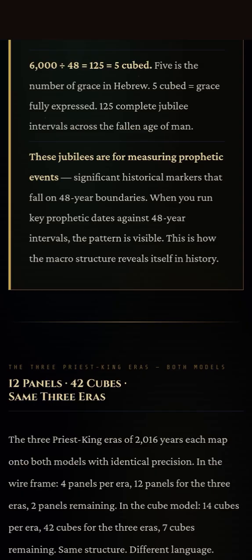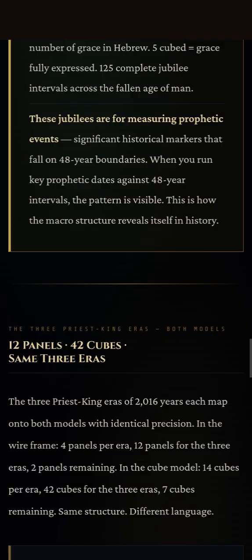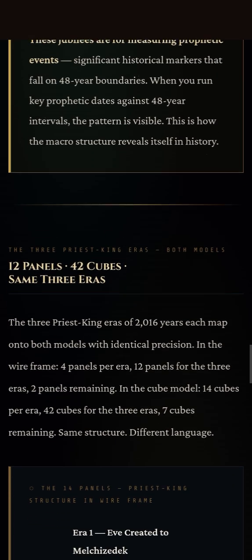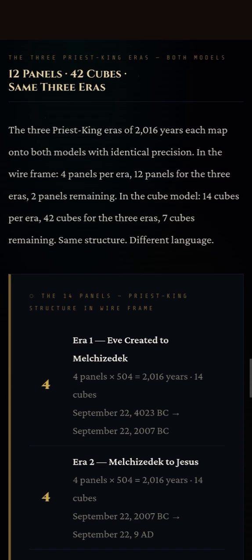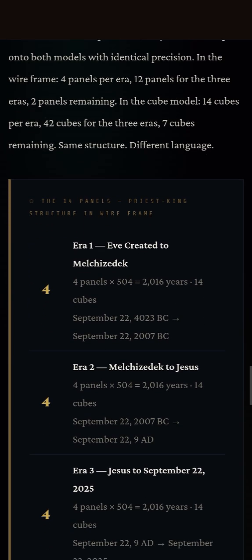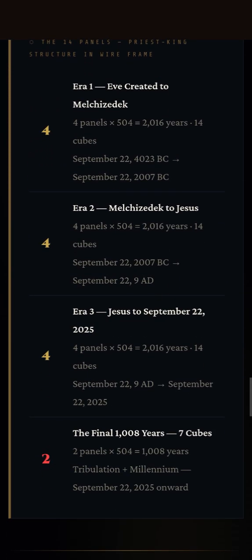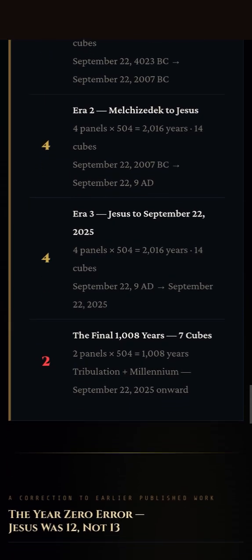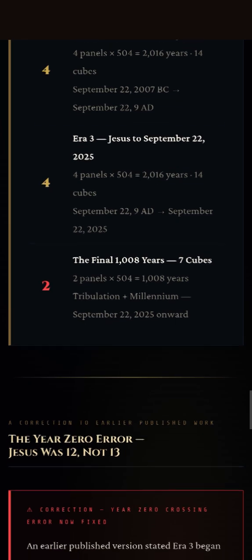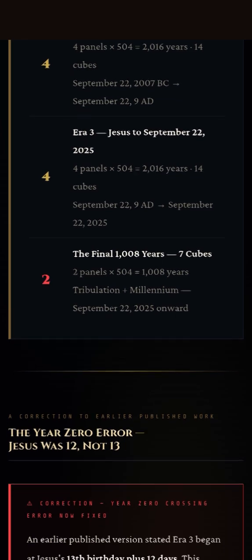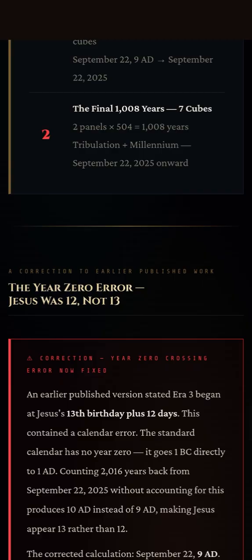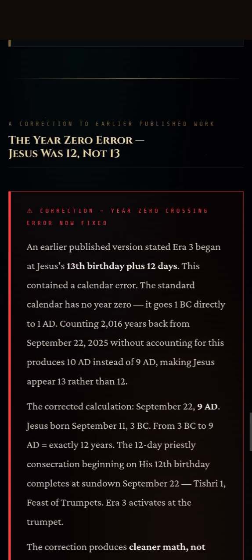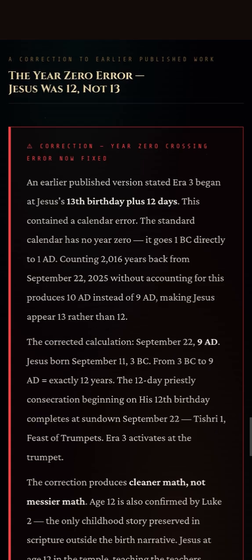Now a correction must be stated clearly. An earlier published version of this framework said that era 3 began at Jesus' 13th birthday plus 12 days. This contained a calendar error. The standard calendar has no year 0. It goes 1 BC directly to 1 AD. Counting 2016 years back from September 22, 25 AD, without accounting for this missing year, produces 10 AD instead of 9 AD, and makes Jesus appear to be 13 rather than 12. The corrected calculation lands on September 22.